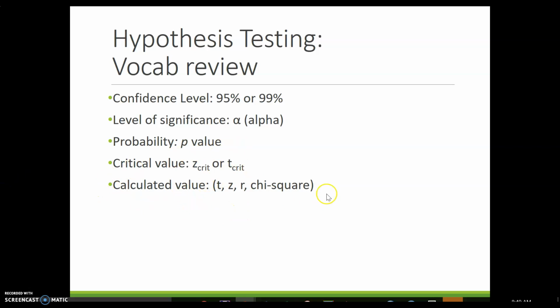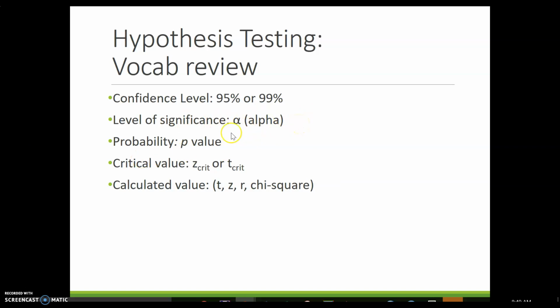Instead, we're going to have these calculated values for whatever test we're doing. And we're going to change that value to a p-value. The probability value is then compared to alpha, and alpha completely depends on confidence level. So let's start from the top and go down. Confidence level is how confident we want to be and how much error we're going to allow. So at 95% confidence, my level of significance is 0.05. I'm only allowing 5% error.